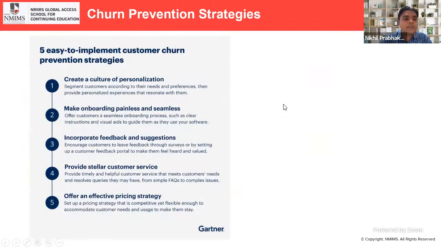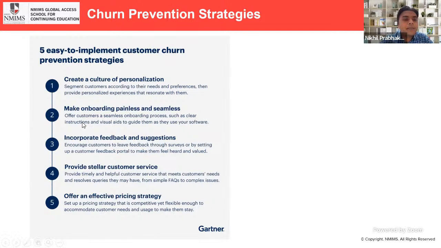Now, on the basis of this monitoring, we can think about churn prevention. So then we can strategize and create our steps. Let's say over here, five easy to implement steps which we can look at for preventing churn would be, first, let's create a culture of personalization. Now, personalization means we are able to understand the needs and preferences of our customer so that we can provide them very specific assistance. Okay, so this is something which itself is a major plus.